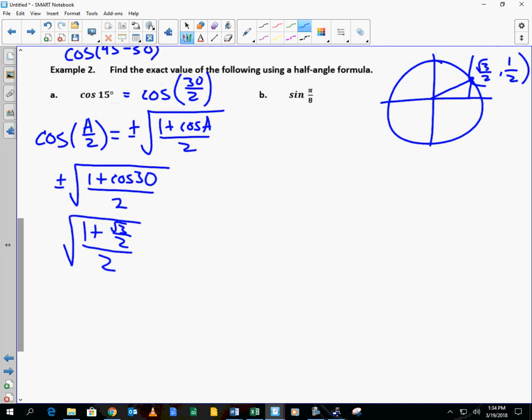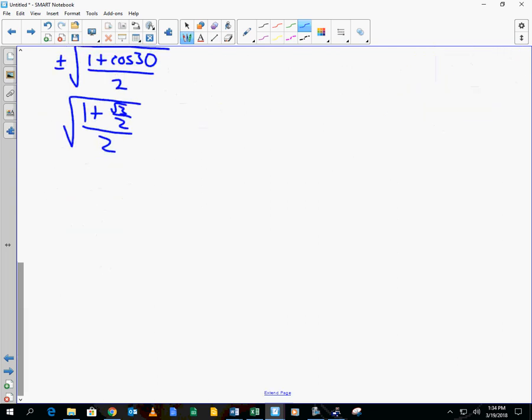So we rewrote it. See why these two are the same? So the formula says cosine of an angle divided by 2. So what is the angle you're dividing by 2? We're taking 30 and dividing by 2. So 30 takes the place of A. Better? Good question. Thank you for asking.